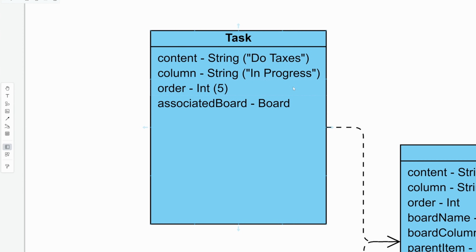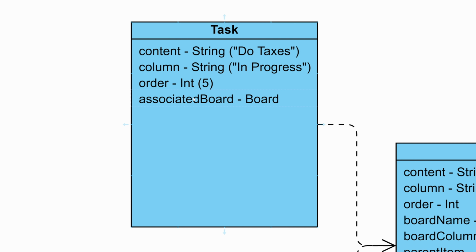Okay, so I have this design that I created for what I want to store in the database. I have these 2 different types called a task and a board. A task just has the content, so like do task is just a string value. I have a column that task is currently in, so it could be in progress, backlog, done, for instance. And then I also have the order at which it's in that column specifically. So the order inside of the column. It could be in the first spot. It could be all the way down at the bottom.